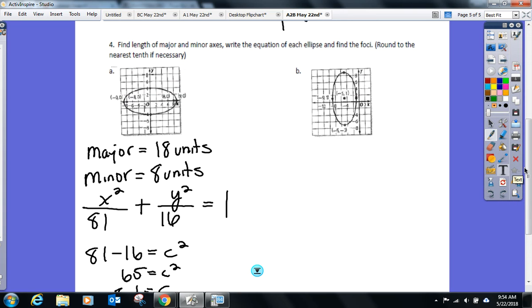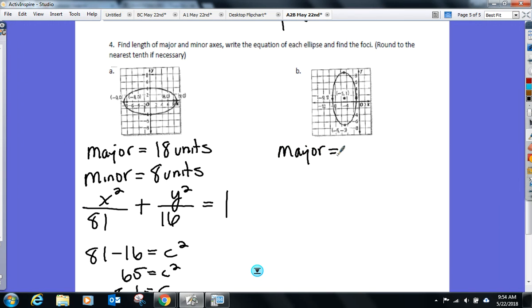All right, last one. Let's finish this strong. Major. Length of the major one. Hey, guys, don't try to count.